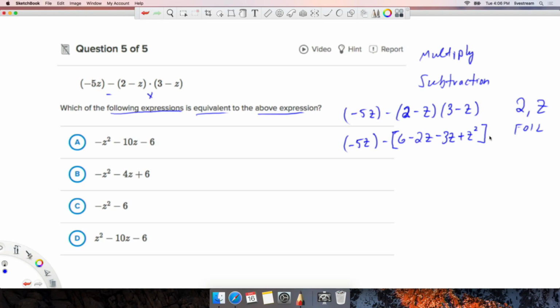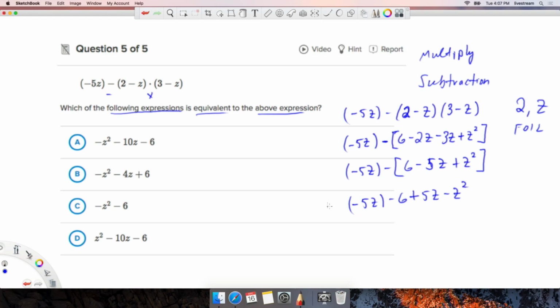I still have this negative sign, but I've done this multiplication, and now I'm just going to combine some like terms. Still leave that negative sign out there, so I've got 6 minus 5z plus z squared. And now I can distribute this negative sign, so negative times 6 is just going to be minus 6. This negative 1 times this negative 5z is going to be plus 5z. And then this negative times this plus z squared is going to lead to negative z squared.